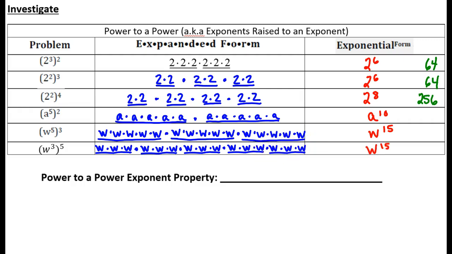So now, the general rule for this is that if we take a number or variable raised to a power, and that's raised to a power, what we're going to do is multiply those two powers together. So the first property we dealt with, we added the 2 exponents. This one, when you have 2 exponents next to each other, you multiply them together.